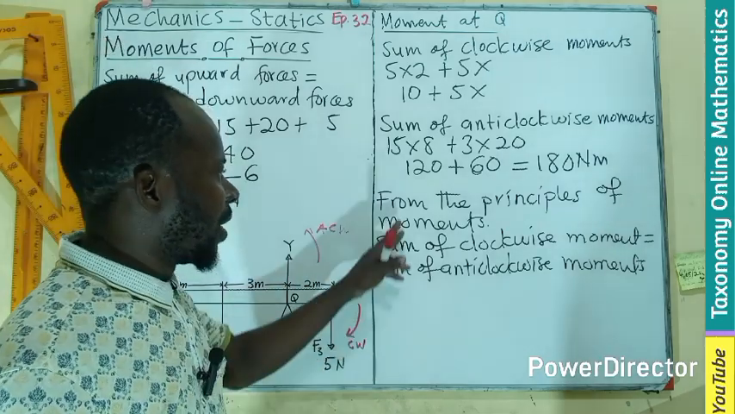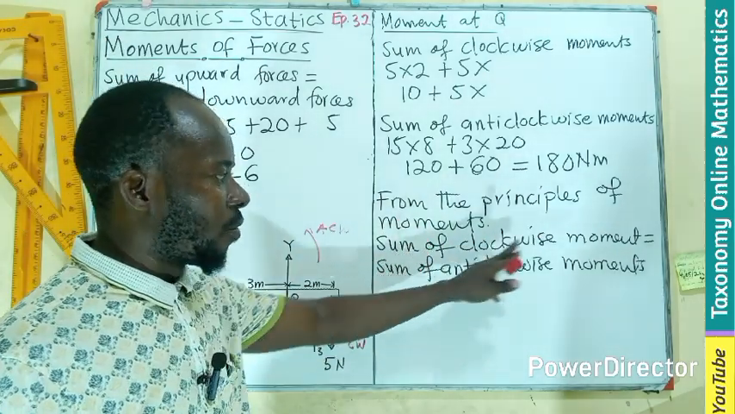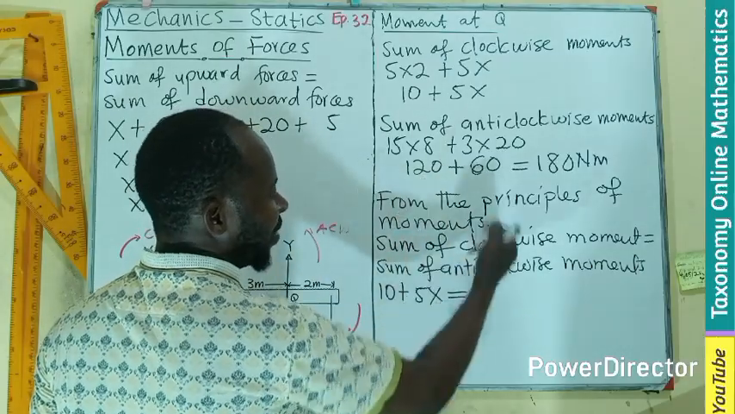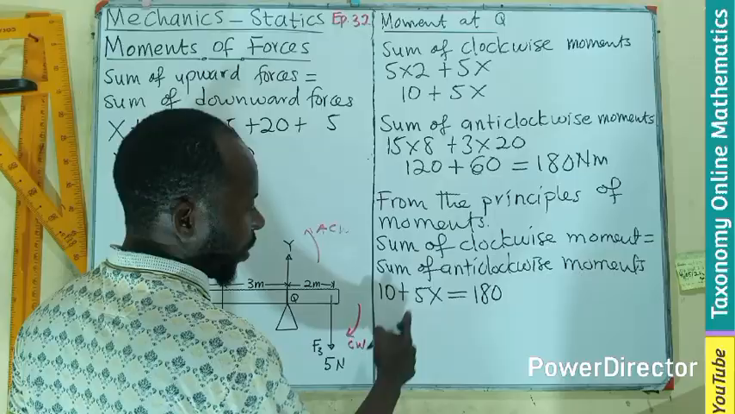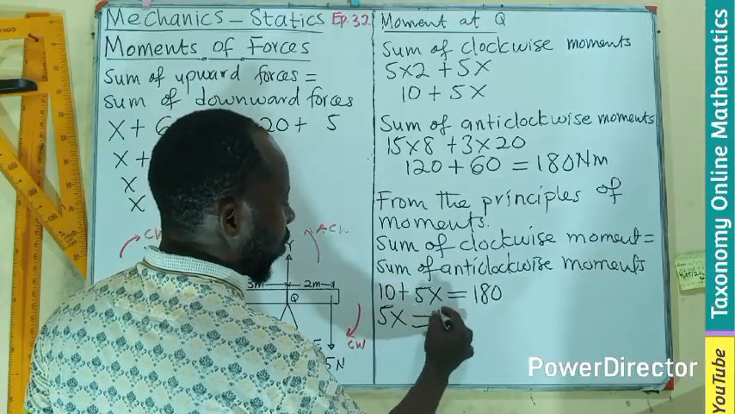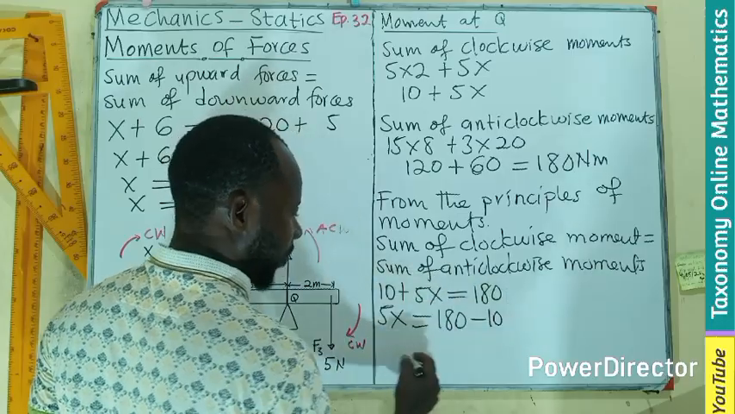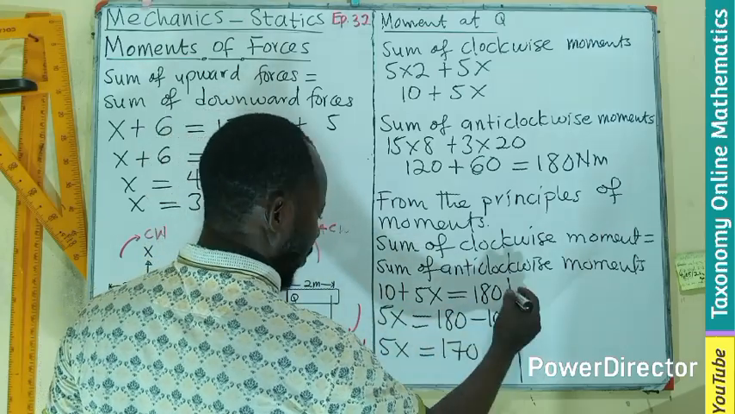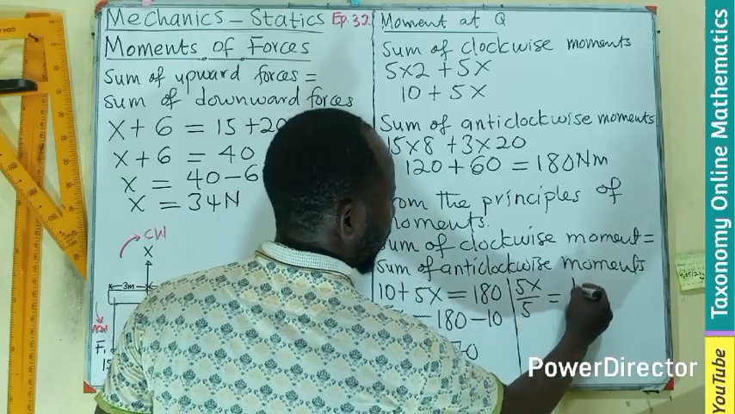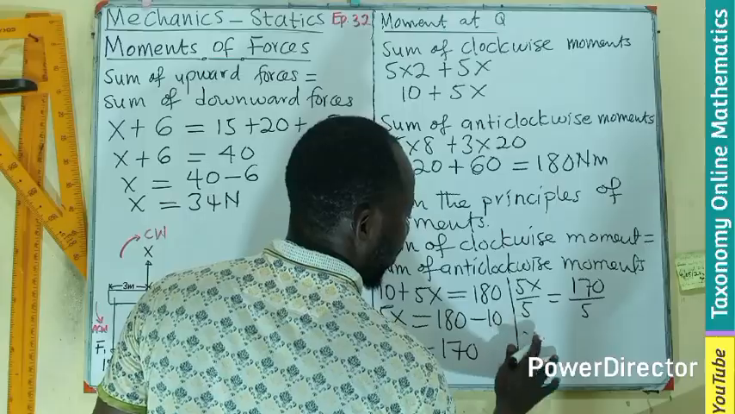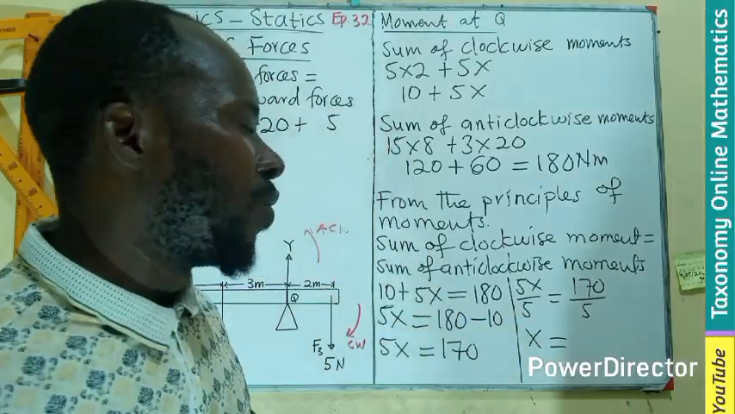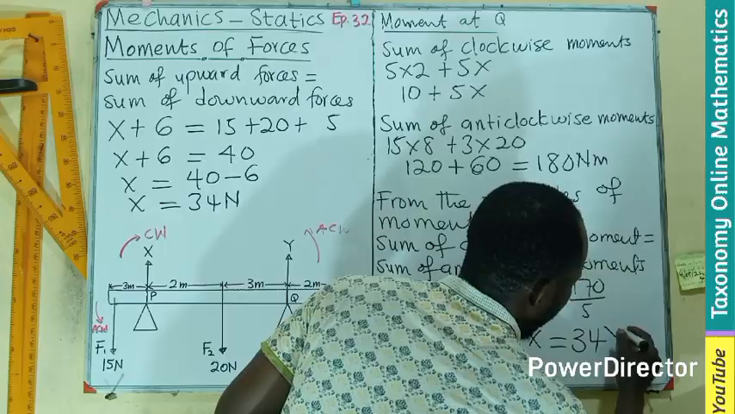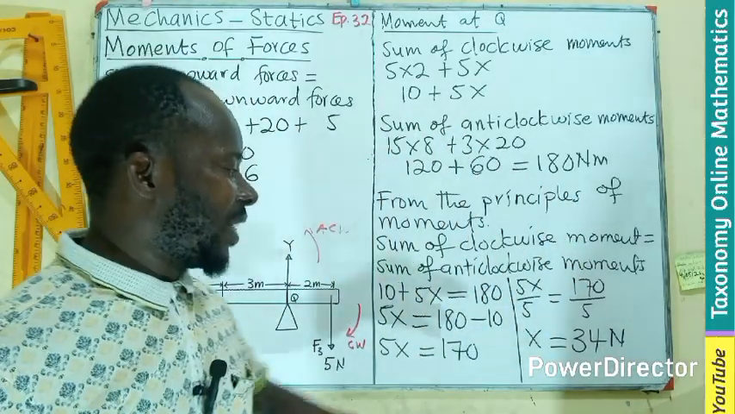So let's see if we can work with that. From the principle of moment, we can see sum of clockwise moment, which is going to be 10 plus 5x, should be equal to sum of what? Anti-clockwise, which is 180. We can subtract this from there to have 5x equals to 180 minus what? 10. 5x will be equals to 170. So if we divide both sides by 5, 170 over 5, your x should be equals to, I think 5 will go into 17 3 times. Remainder of 2, 20. So I have what? 34 Newton. So I'll be having 34 Newton.